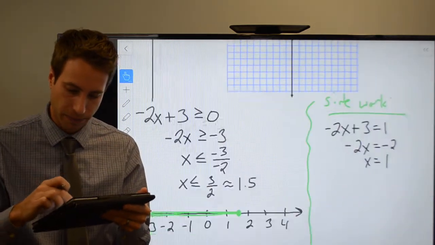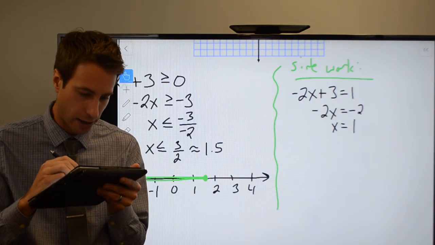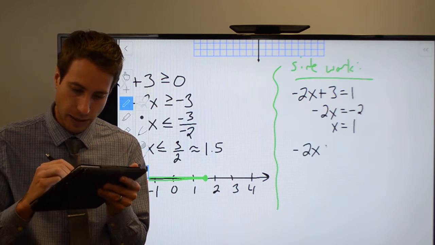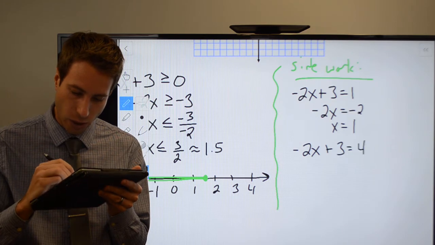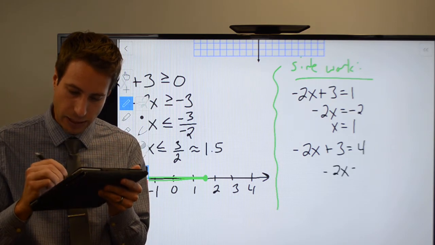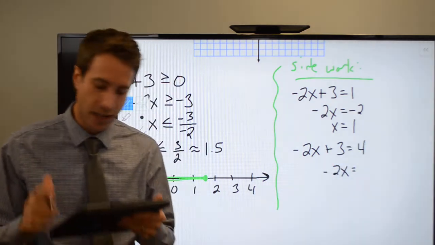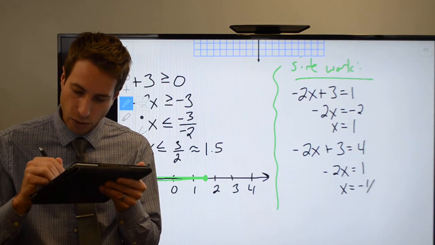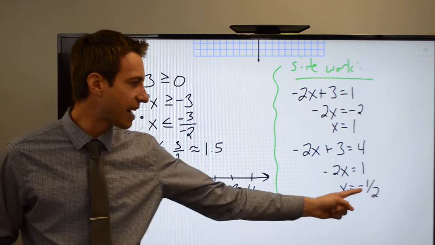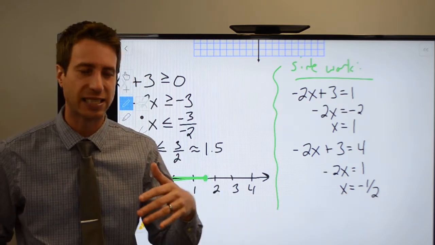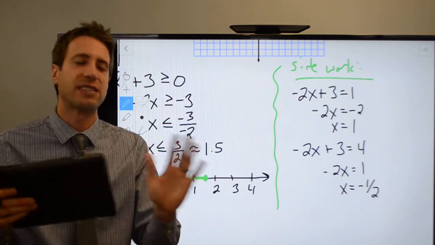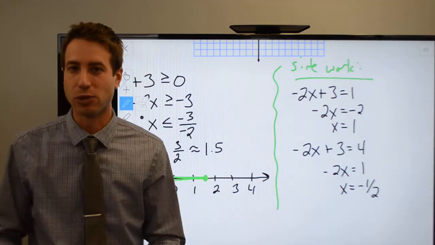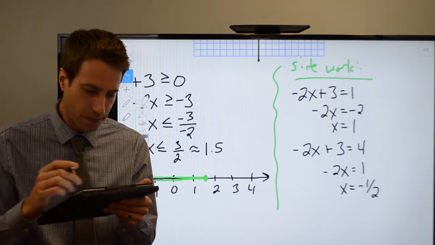Let's do another one. My next perfect square is 4. So negative 2x plus 3 is equal to 4. Negative 2x is equal to, subtract the 3 to the other side, I get positive 1, which means x is equal to negative 1/2. All right, I don't really like that. That's going to give me a decimal. Not that negative 1/2 is terribly difficult to graph, I know it's not, but I'm going to avoid decimals if I can. So let's try a different one.